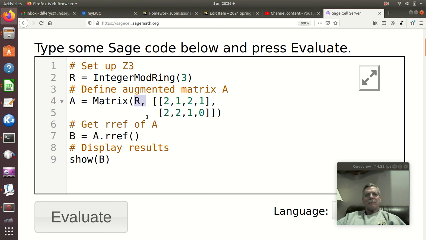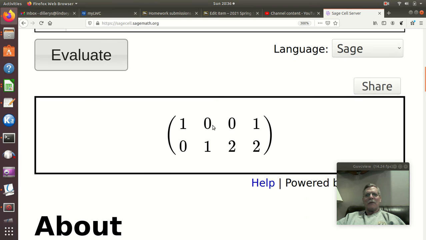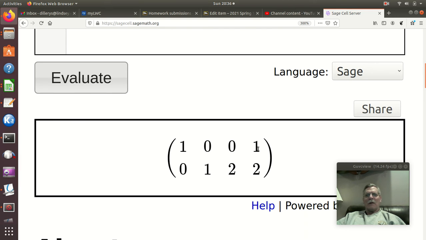And so then I have that augmented matrix that they gave me, and at that point I just do my reduced row echelon form and display the results. So I say evaluate, and here we have it, and that says my x is equal to 1 and my y plus 2z is equal to 2. And so I could subtract that from both sides and get a negative 2z.